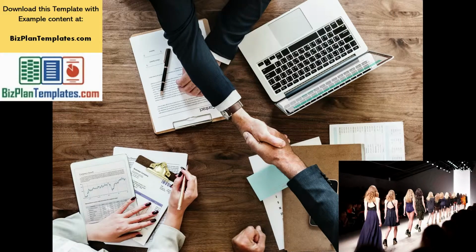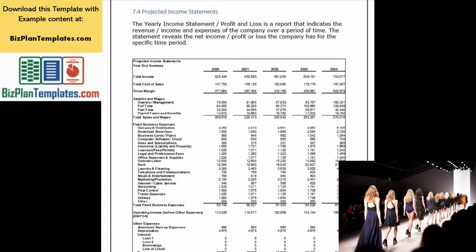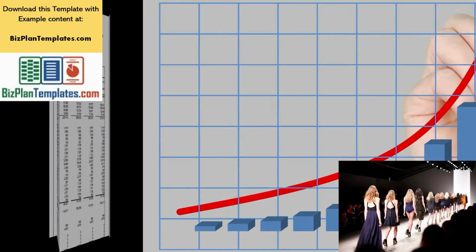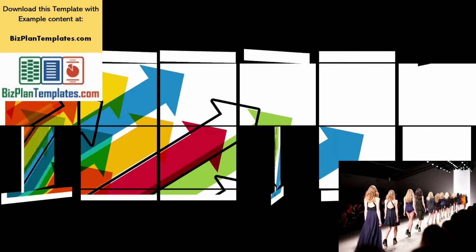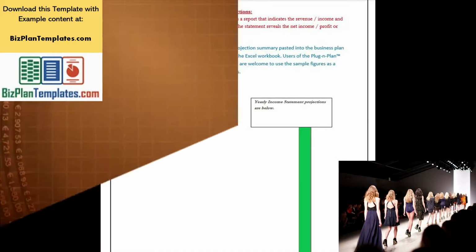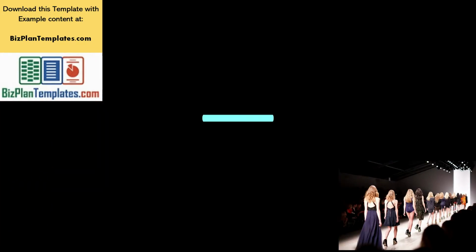The template has a yearly income statement projection summary pasted into the business plan Word document. This statement is taken from the Excel workbook. Users of the Plug-in Plan template and its accompanying Excel workbook are welcome to use the sample figures as a guide to create their own statement projections.